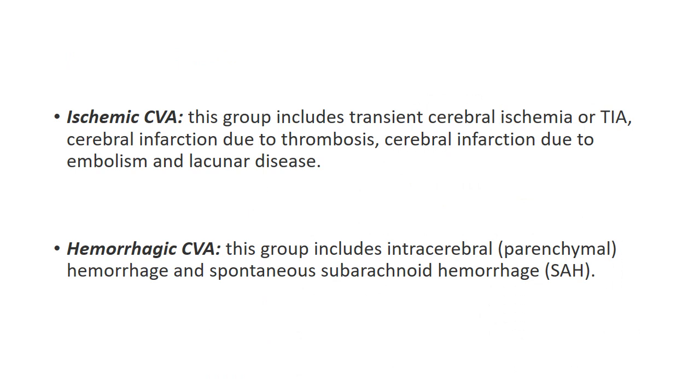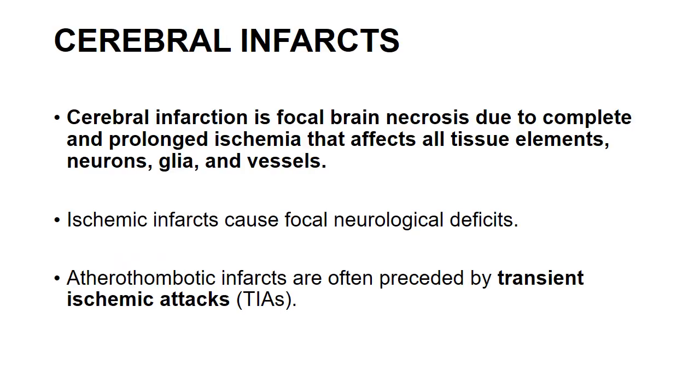Now coming to ischemic cerebrovascular accident or the ischemic stroke, this group includes the transient cerebral ischemia or the transient ischemic attack for that matter, cerebral infarction due to thrombosis, cerebral infarction due to embolism, and lacunar disease. Hemorrhagic stroke is a group which typically includes intracerebral or parenchymal hemorrhage and spontaneous subarachnoid hemorrhage. So let's discuss this one by one.